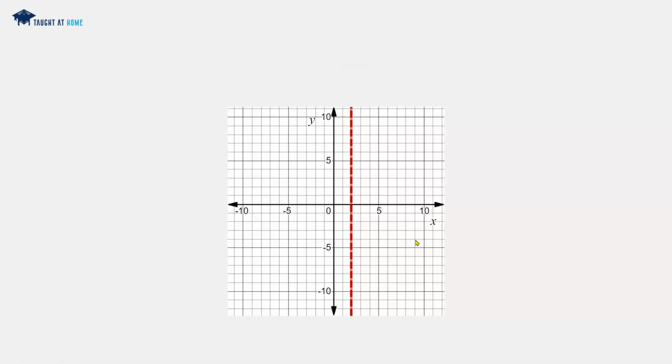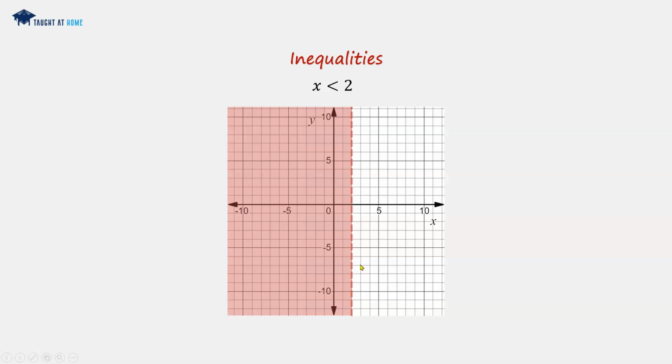An inequality then would look something like this, x is less than 2. So x cannot be exactly 2, but it can be anything less than 2. Even fractionally smaller than 2 it can be. And we would shade this portion of the graph to show that all the solutions exist in the shaded part here.